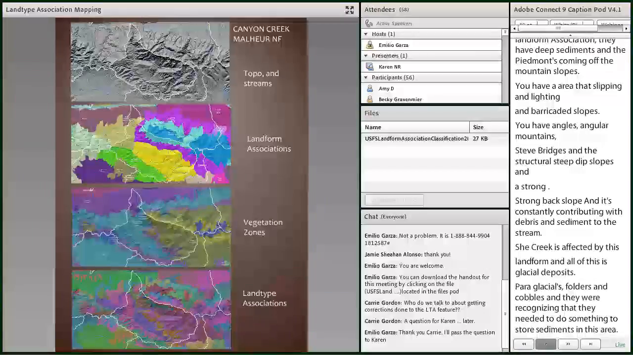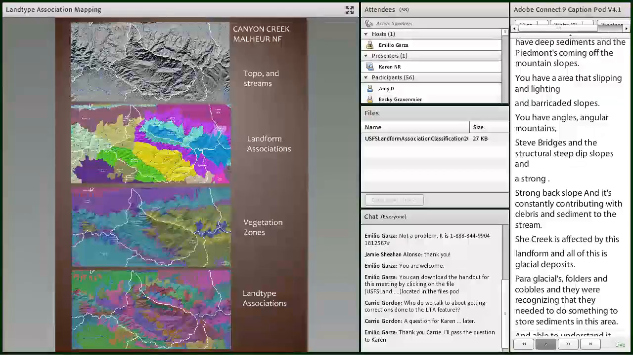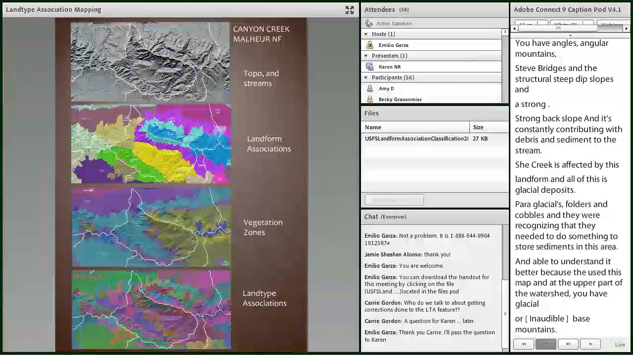And then at the upper part of the watershed, you have glacial or cirque basin mountains, so scoured to bedrock areas. You're not going to get much sediment off of those. Your sediment's going to come out of here and the stream undercutting this dip slope. So that's some of the uses.